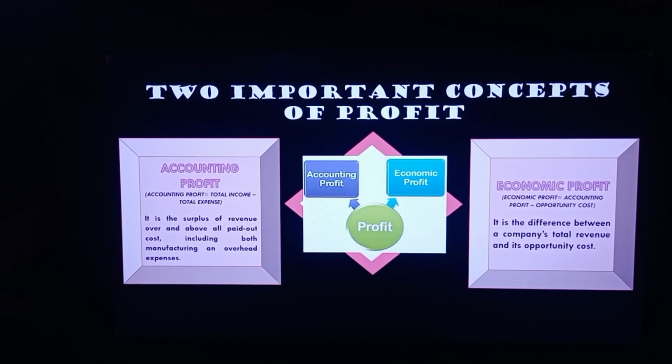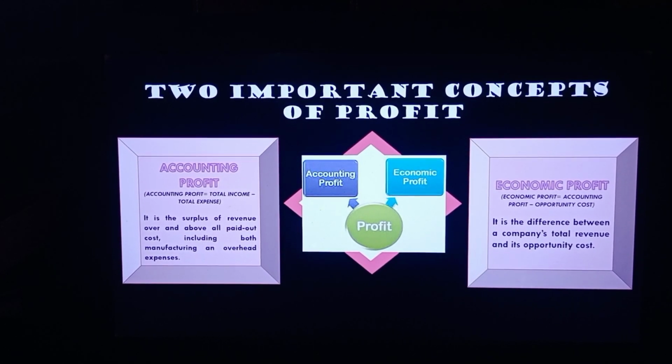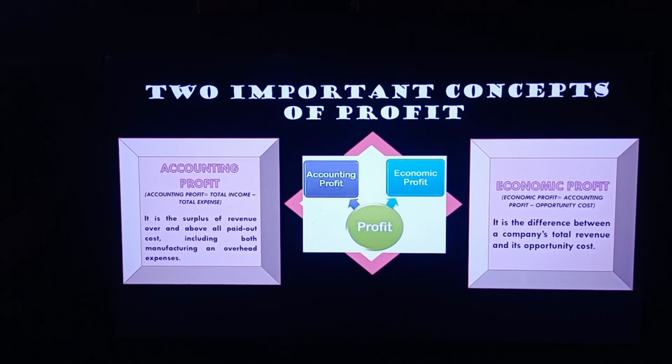Next is the economic profit. Economic profit is the difference between a company's total revenue and its opportunity cost. It can be calculated by simply accounting profit less opportunity cost. In a simple way, accounting profit is the net income for a company, which is revenue minus expenses. Economic profit is similar to accounting profit, but it includes opportunity cost.